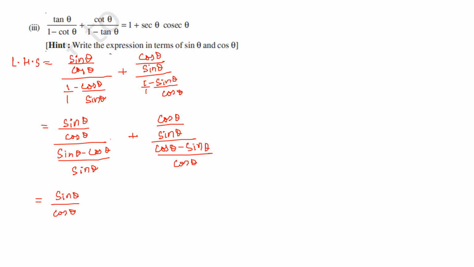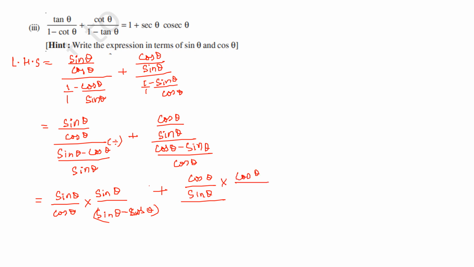Now this is your division, right? If I change the division to multiplication, then sin theta, which is in the denominator, will come to the numerator, and the numerator will come to the denominator, right? Plus, in the same way here also, cos theta by sin theta multiplied by cos theta by (cos theta minus sin theta).